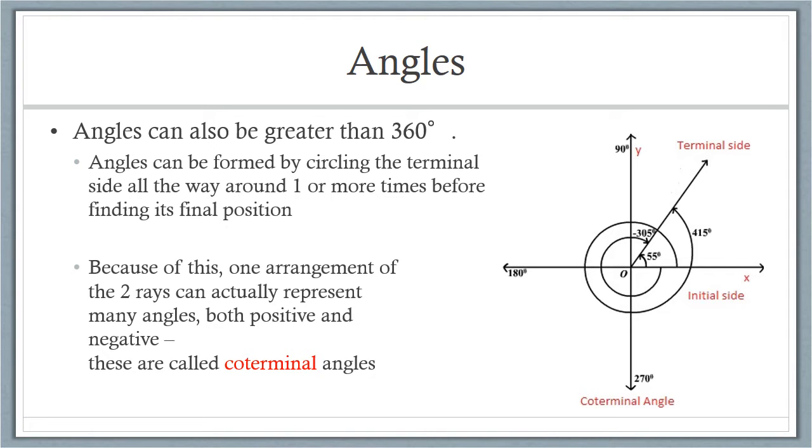So if you look at this diagram, you see the initial side and the terminal side. The smallest positive angle there is 55 degrees, but if we start at 0 and go all the way around and back to that angle, that's 415 degrees. Or we could start at the initial side and go clockwise, which would make it a negative angle, and that would be negative 305 degrees. So many different angles are represented by the same setup of initial and terminal sides. And those angles that are all represented by the same setup are called coterminal.